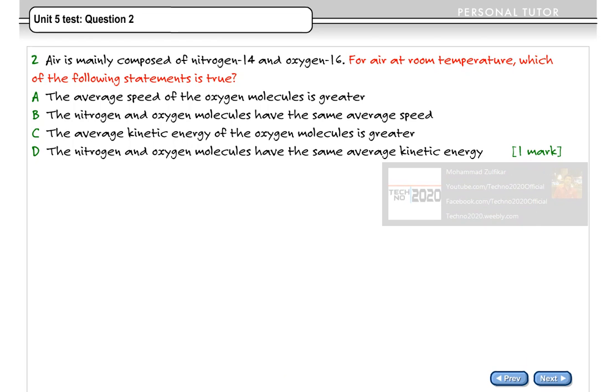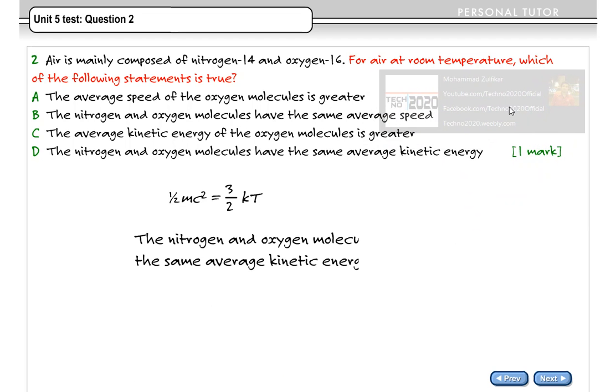First, we write down the equation relating the average kinetic energy of gas molecules to temperature. Now, all the molecules in air are at the same temperature, so they will have the same average kinetic energy. This means that the more massive oxygen molecules must have a slower average speed, and this one statement eliminates all of options A, B and C, so the answer is D.